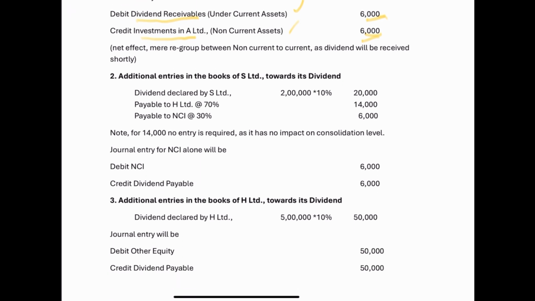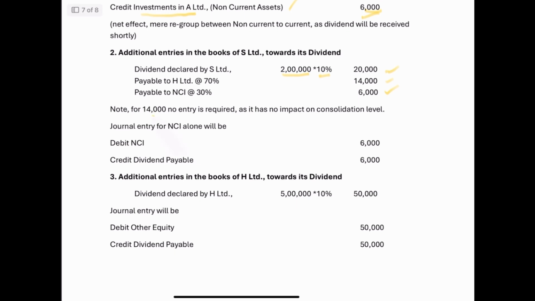And second, we'll see the dividend declared by S Limited. So dividend declared by S Limited is on the capital of 2 lakh, they are declaring 10%. So 20,000 rupees is the total dividend declared by S Limited, of which share to H Limited is 14,000 rupees and share to non-controlling interest is 6,000 rupees. Okay, so for the 14,000 rupees, there is no need for any entry at the consolidation level because it's paid by S Limited and received by H Limited. At consolidation, it will not make any difference.